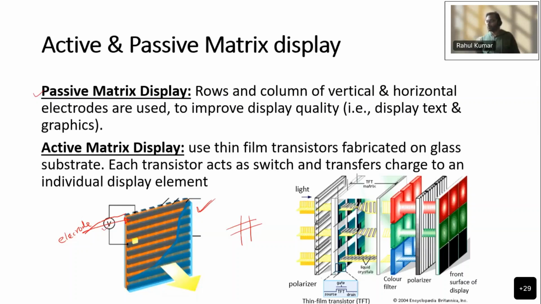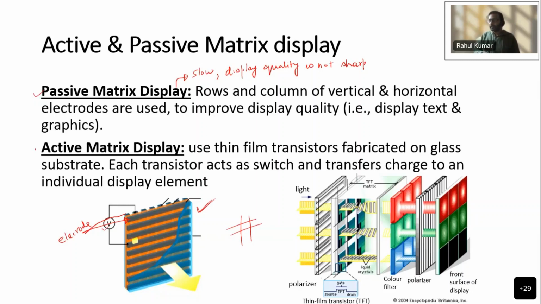So this improves the display quality and it can be used to display text and graphs. But the issue with this passive matrix display is it is slow. It is quite slow, and also the display quality is not sharp. You don't get very sharp pictures.